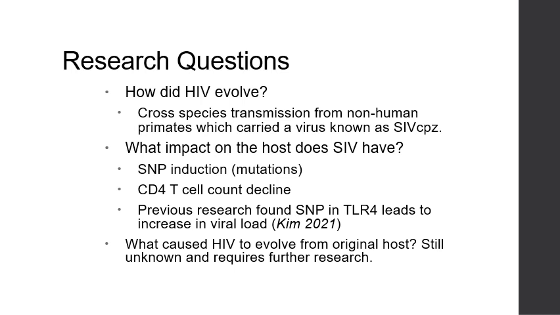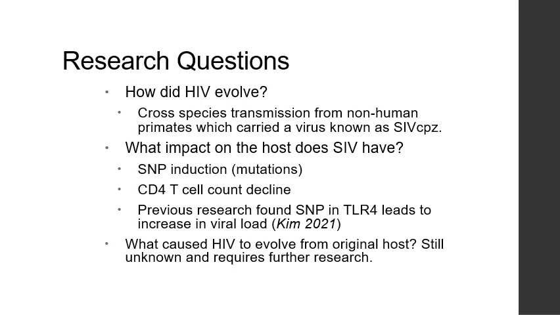Other research has also shown that mutations in TLR4 actually lead to an increase in viral load. So recall at the beginning of this presentation, we discussed how TLR4 is one of the molecules that notices HIV-1 infection. But mutations in TLR4, which can be introduced by the HIV virus itself, can actually prevent the recognition of more viral molecules, which will lead to an increase in virulence.